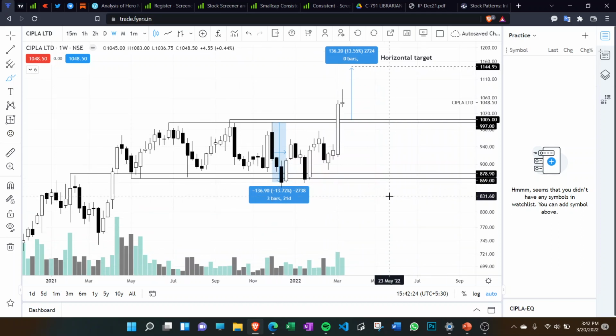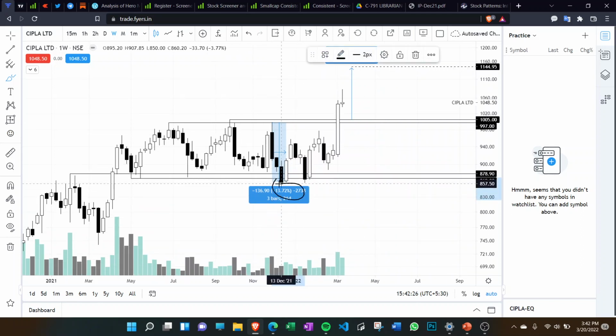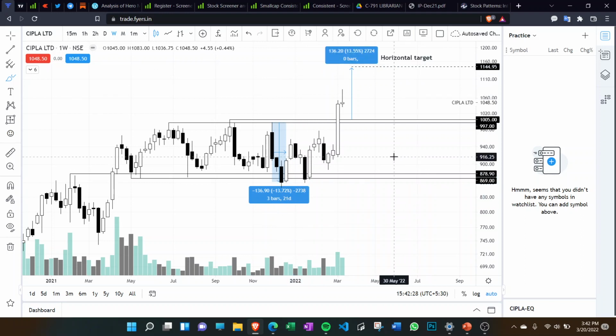And at one time the price went below this range, which is typically called the shakeout. There's a concept of the shakeout, when the price suddenly breaks the support level and after the very next day, or maybe after 2-3 days, comes back within the range after hitting the stop loss of all the traders.